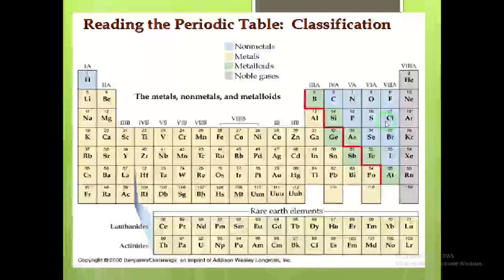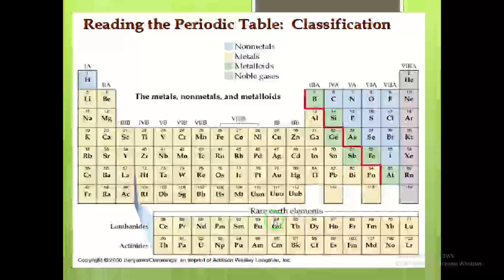Then we have the metalloids. Now these metalloids behave both like metals and non-metals. They have characteristics of both metals and non-metals, and they form a zigzag border between what? The transition metals, or the transition metals, and what? The non-metals. So then we have the lanthanide series and the actinide series, which are also called rare earth elements.